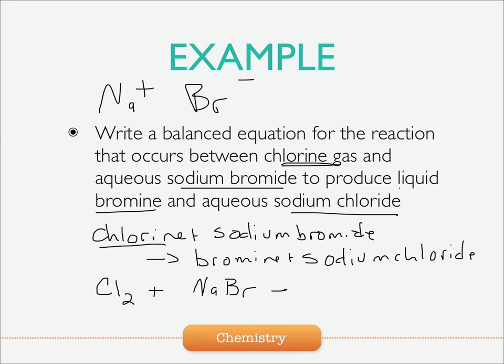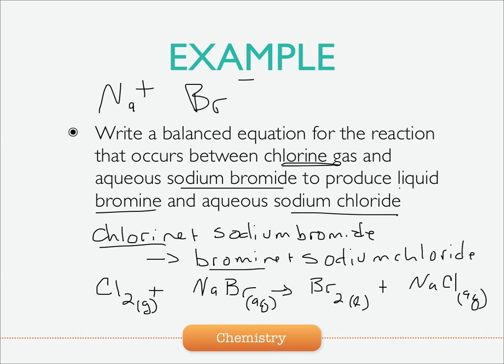Bromine says it is a liquid. Bromine is diatomic, Br2. And I haven't put in my state symbols, so let's put those in. Aqueous, liquid, and then sodium chloride, NaCl, aqueous. Okay, so here's my equation.